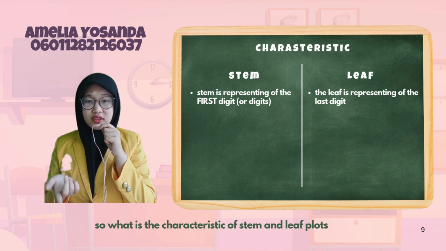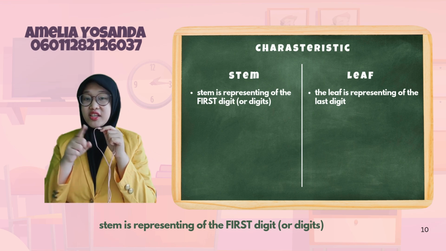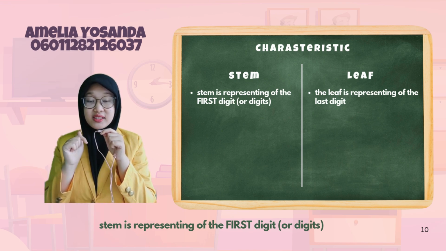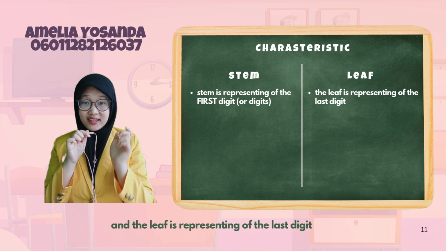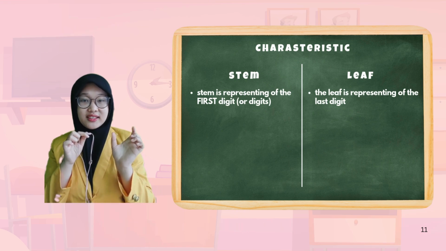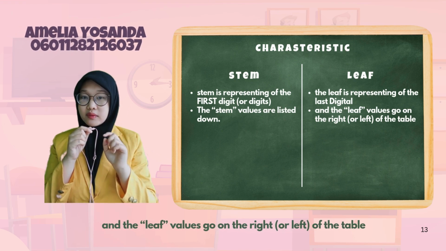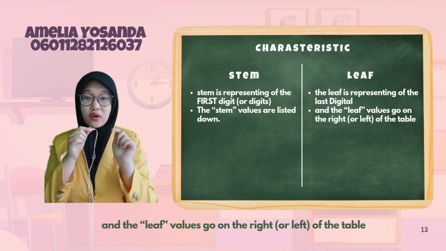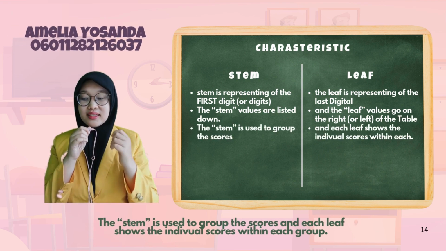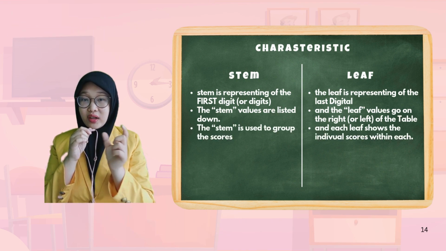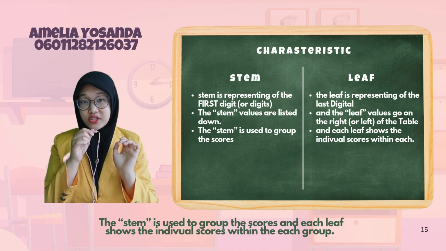So what is the characteristic of the stem and leaf plots? The stem represents the first digit or digits, and the leaf represents the last digit. Stem values are listed down, and the leaf values go on the right or on the left of the table. The stem is used to group the values, and each leaf shows the individual score within each group.